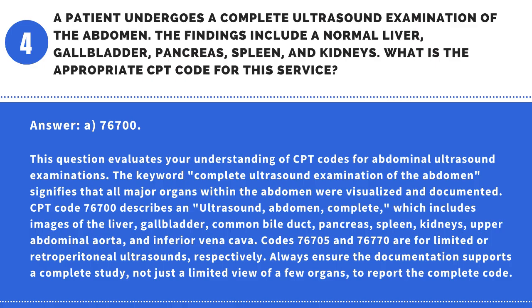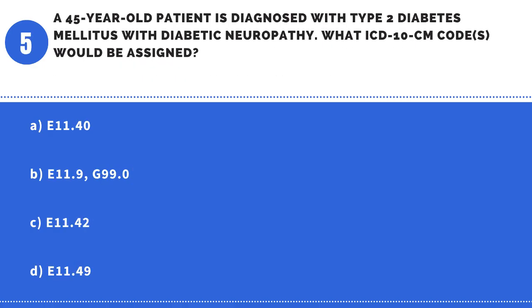Question 5. A 45-year-old patient is diagnosed with type 2 diabetes mellitus with diabetic neuropathy. What ICD-10-CM codes would be assigned? A. E11.40. B. E11.9, G99.0. C. E11.42. D. E11.49. Answer: C.